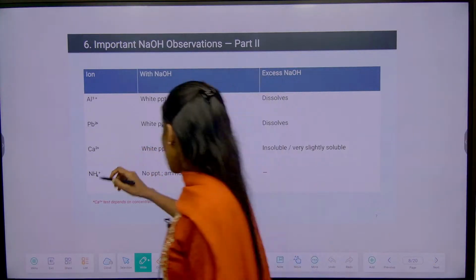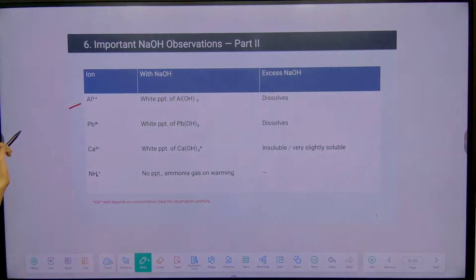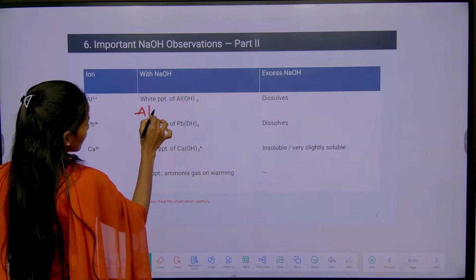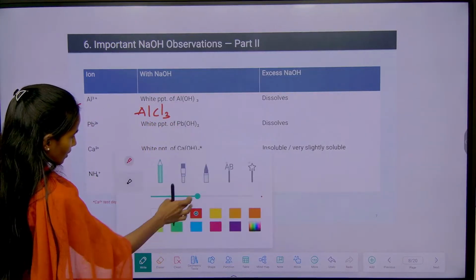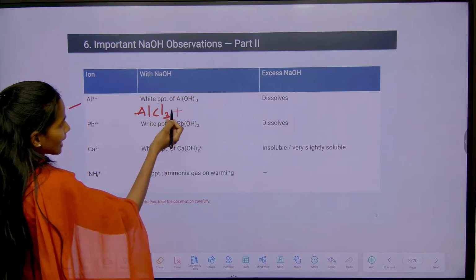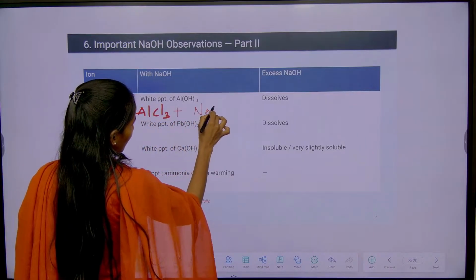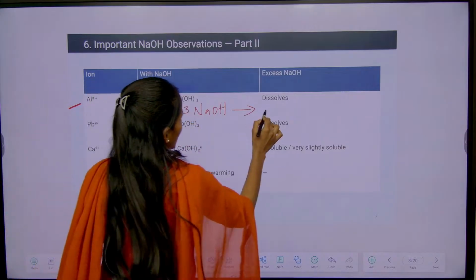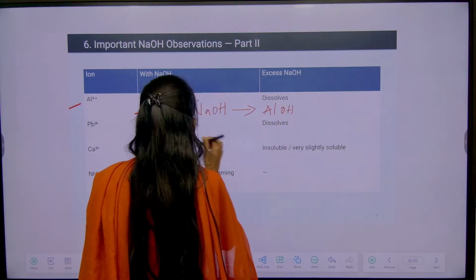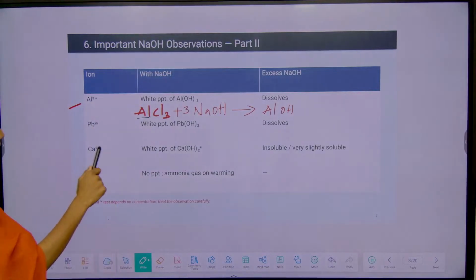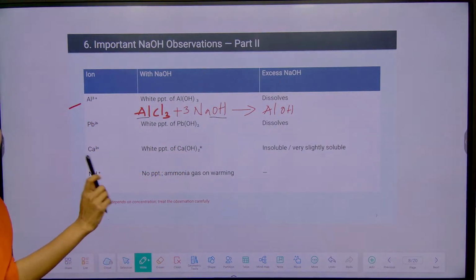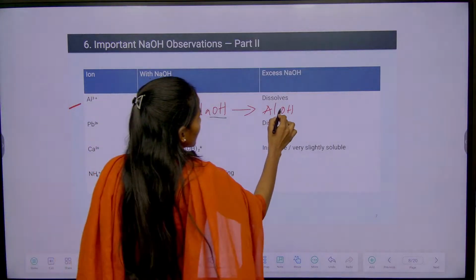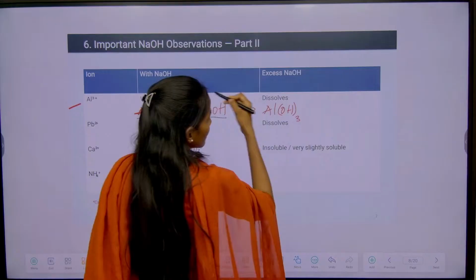Now see here, aluminium plus 3, similarly AlCl3 we will take. Now on reacting with NaOH, what will happen? It results in the formation of aluminium hydroxide. Here Al has charge plus 3, and here we have OH minus. Here plus and there minus, cation and anion, they will form bonds with each other. Al(OH)3, okay.